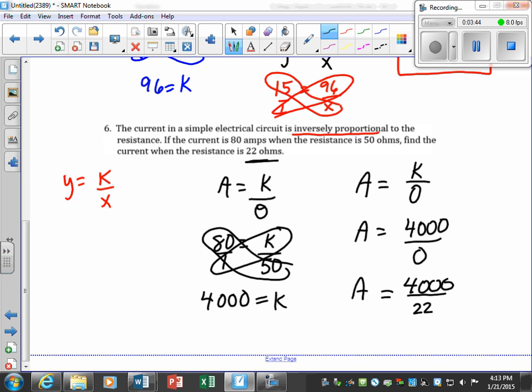4,000 divided by 22. You can reduce by 2 and get 2,000 over 11, or you can divide that out. So we would get 2,000 over 11, or approximately 181.81 with the bar over it amps. So you could leave it as a fraction, or you can go ahead and divide it out and get a decimal.